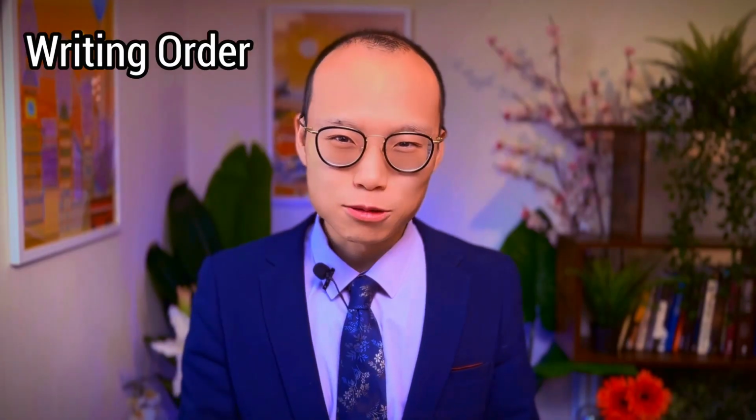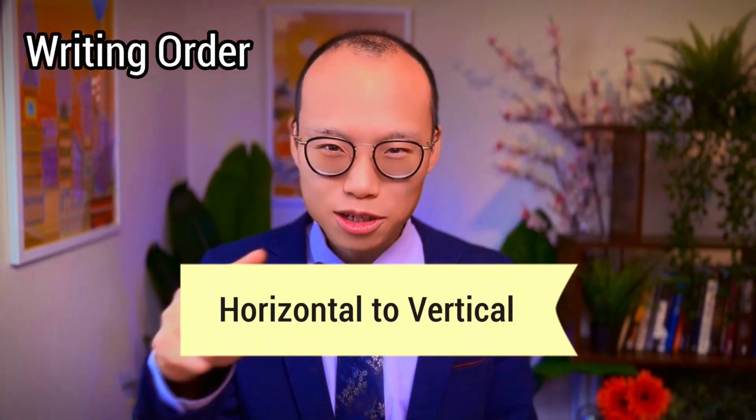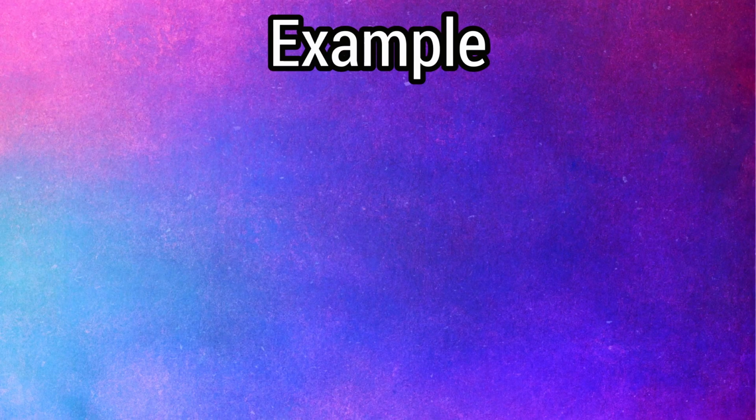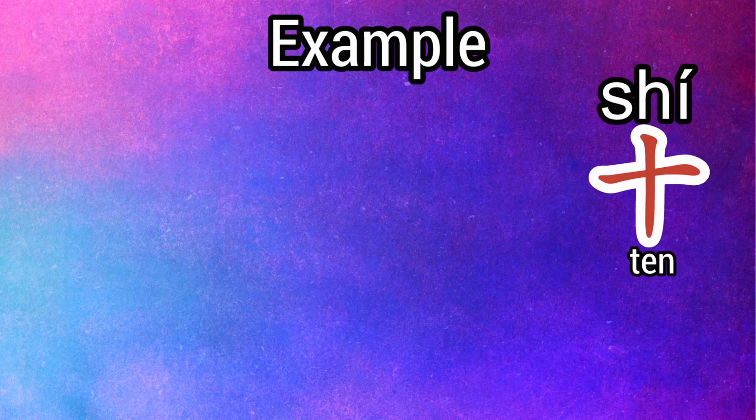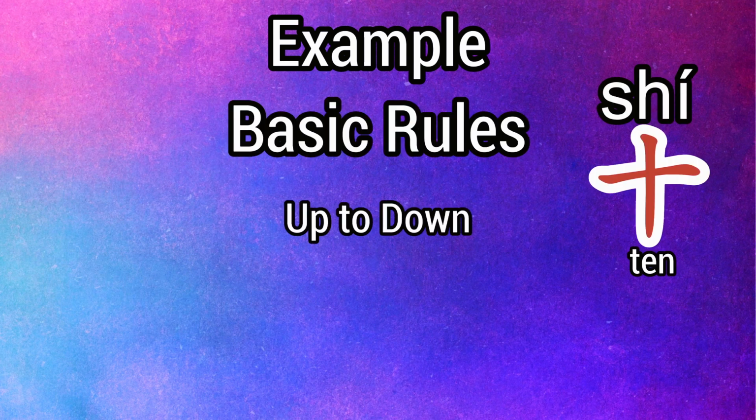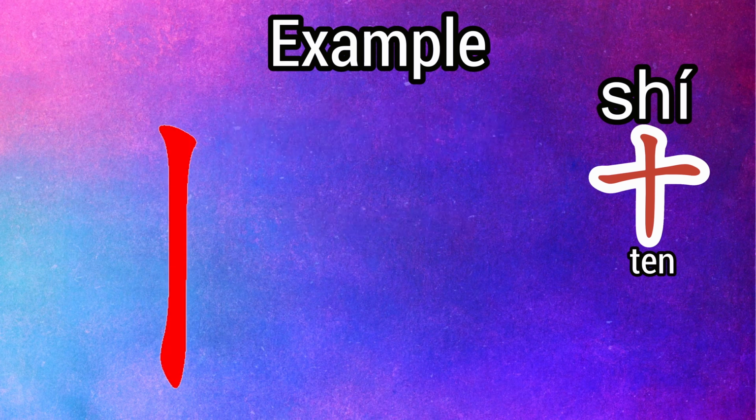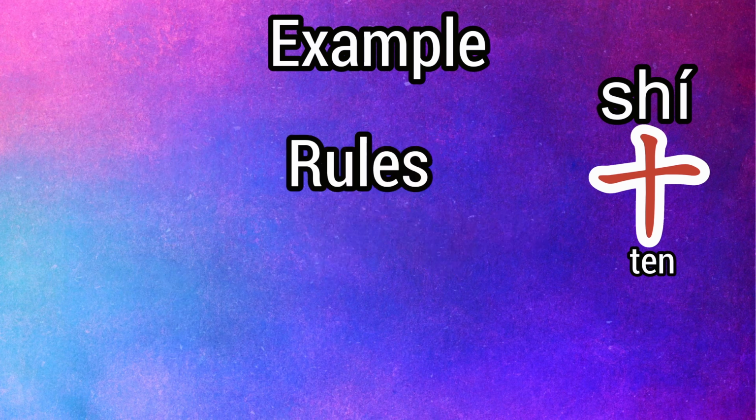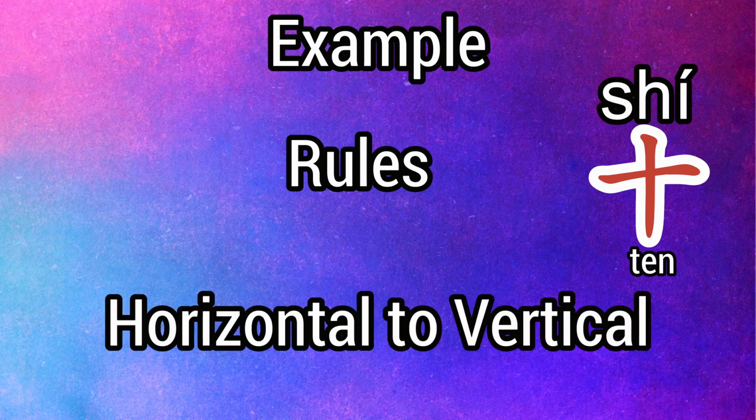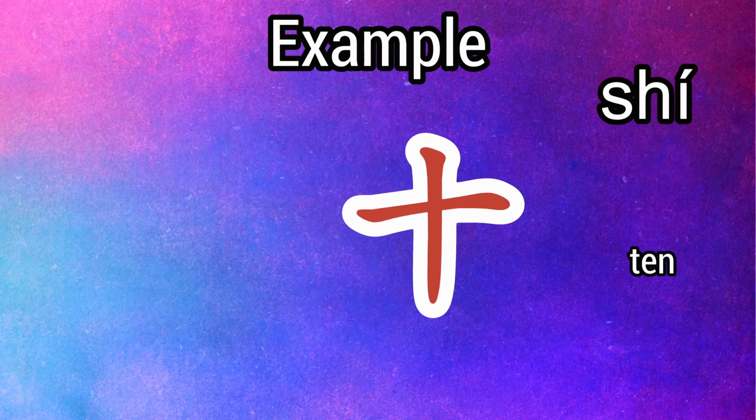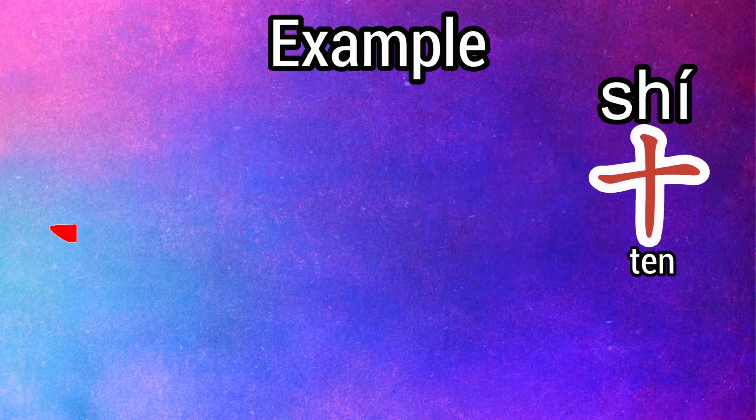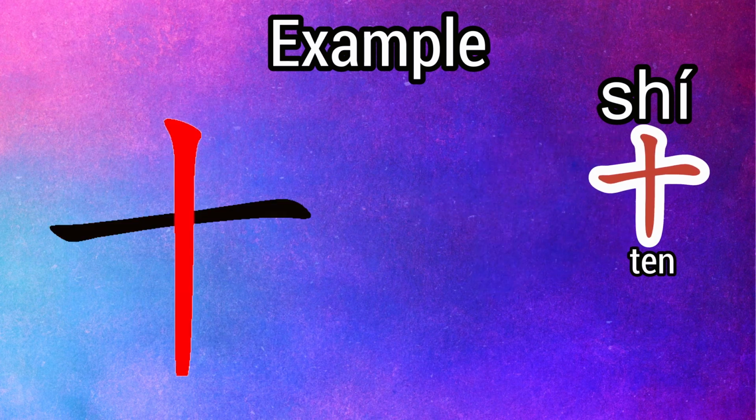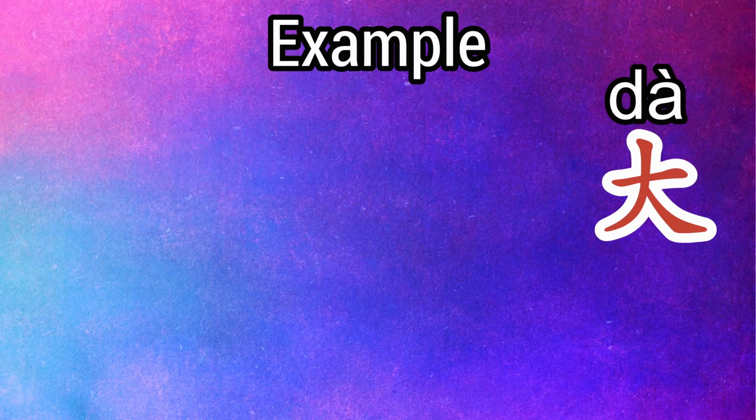There is another special rule we need to bear in mind, that is from horizontal to vertical. For example, the character 十 means 10. According to the basic rules, we need to write from up to down first. So what will be the first stroke we need to write? The vertical, because it's from up to down? No, because there's another rule applied before that. From horizontal to vertical. There is a horizontal stroke here, so we need to write it first. Horizontal first, and then vertical. Easy, right? Another example. This character, 大, means big.